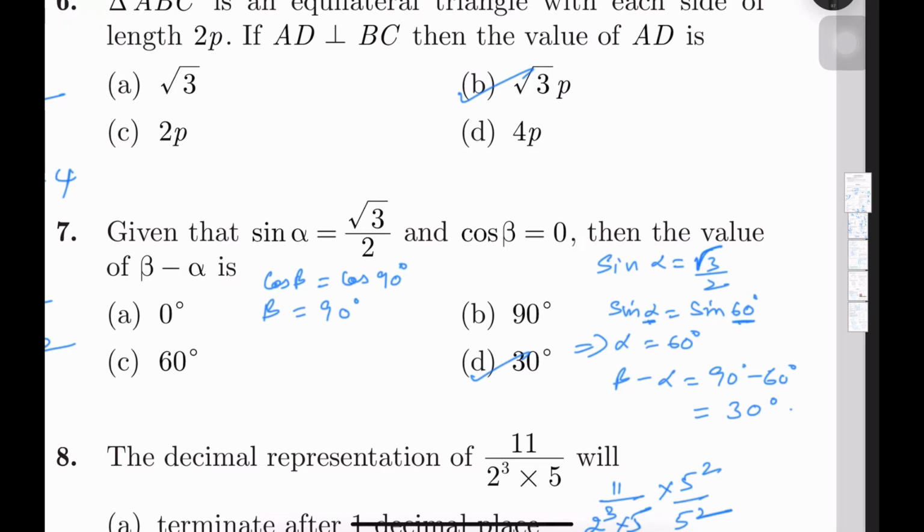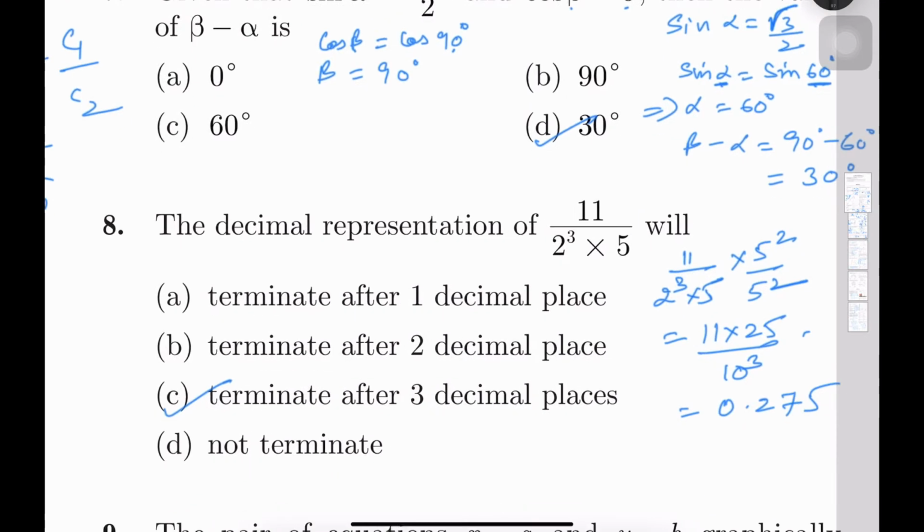So alpha is equal to 60 degrees, and you also have cos beta is equal to 0. When is it equal to 0? When beta is equal to 90 degrees, you are having cos 90 is equal to 0. So therefore your beta minus alpha is nothing but 90 minus 60, which is equal to 30. That is D is the answer.